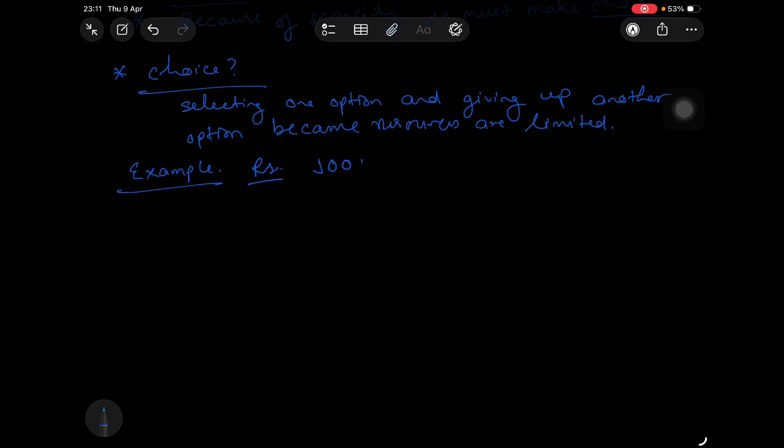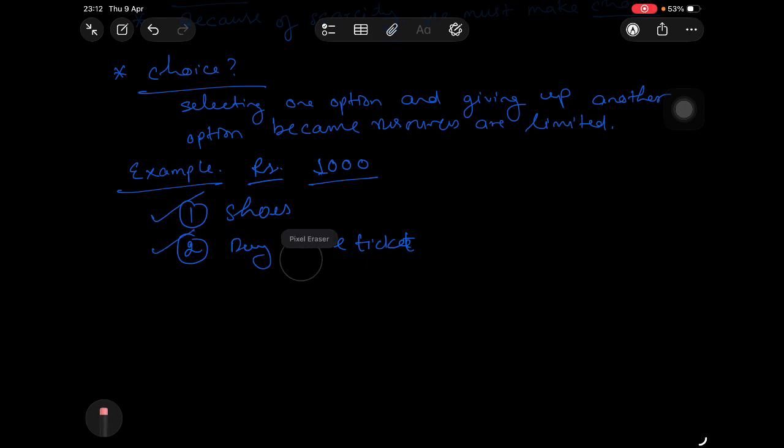For example, let's say you have 1000 rupees, and with 1000 rupees you have two options. You can purchase shoes, or you can buy a movie ticket. So now you have to make a choice. Either you will select shoes, or you will go for a movie ticket.